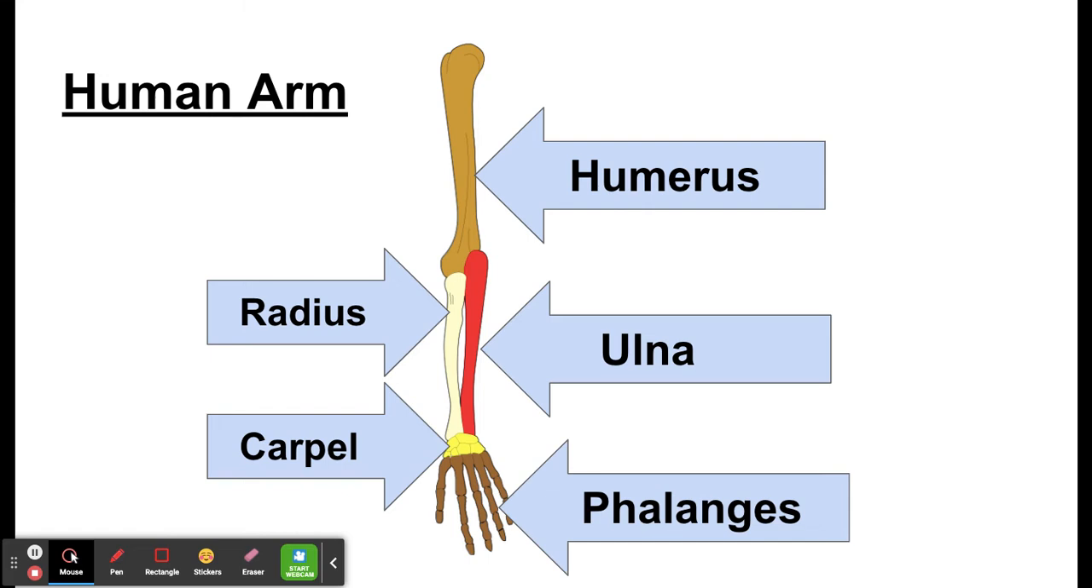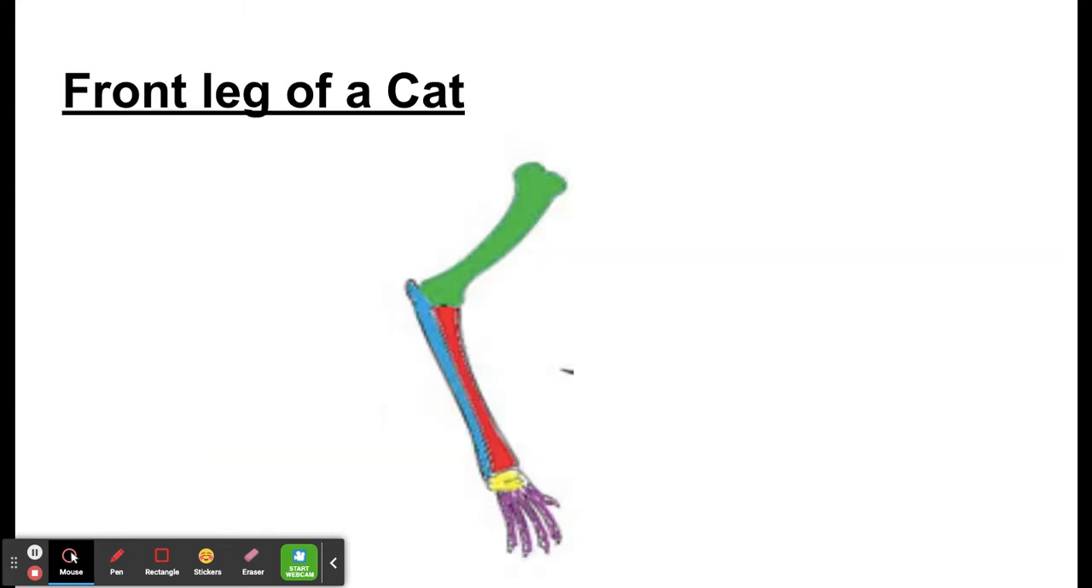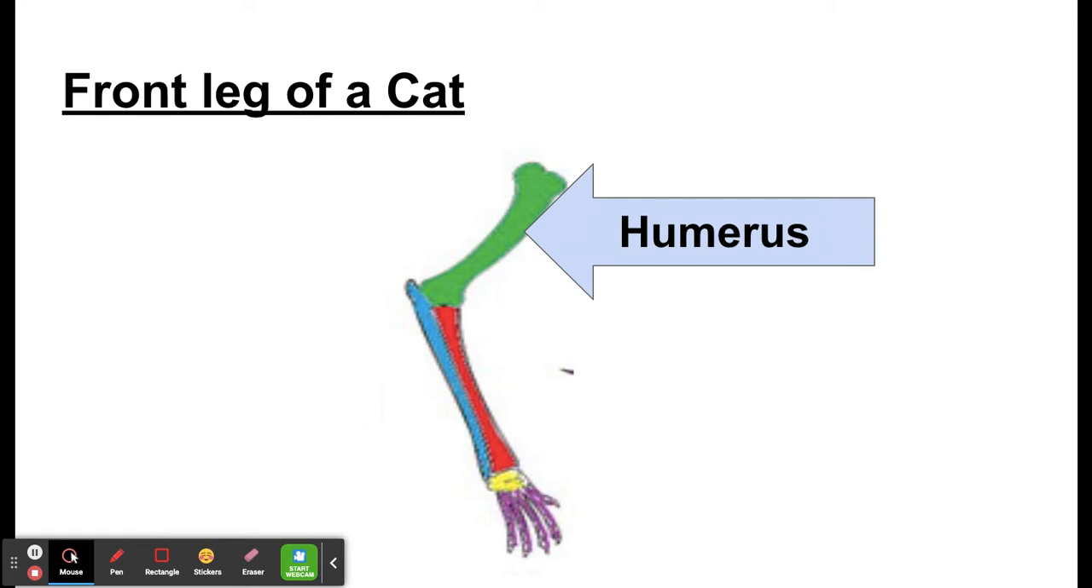Is it a coincidence that we have the exact same bone pattern? It's actually not. Let's look at another completely different animal, a cat. Well, up here at the top, it's shaped different. It's a little smaller and it comes in at an angle, but that is, you got it, the humerus.